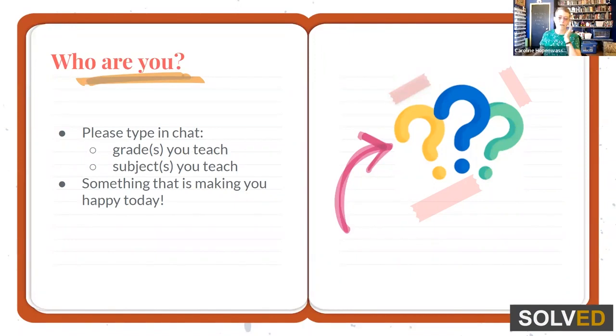Excellent. I'm going to tell you what's making me happy today is that the first day of spring here, I live in the Mid-Hudson Valley, is a beautiful day and it's 50 degrees. So that's what's making me happy today.